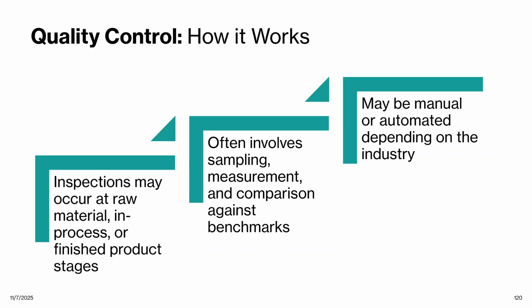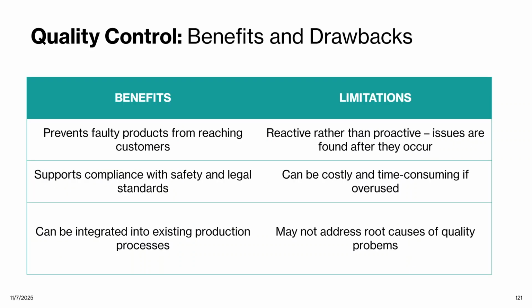Then quality control may be manual or automated depending on the industry it's working in. So benefits and drawbacks. This prevents faulty products from reaching customers. This also supports compliance with health and safety and legal standards. And it can also be integrated into existing production processes. However, this is reactive rather than proactive. So issues are found after they occur.